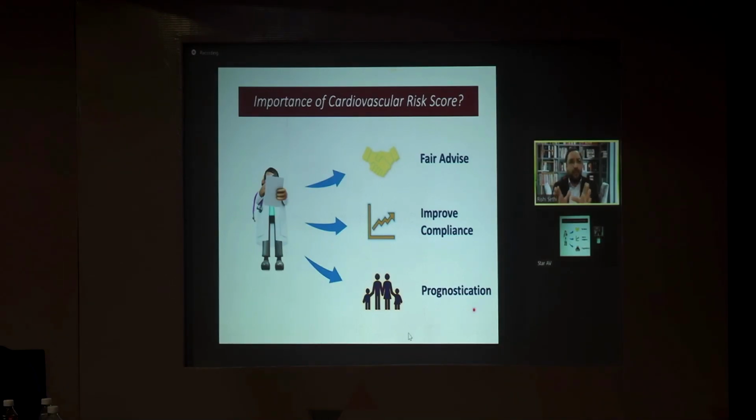So many a time, if we have a cardiovascular risk scoring system, whether AI based or normal, we can give fair advice to the patient that your risk of developing a cardiovascular event is low, intermediate, or high. If you have a high or intermediate risk, we can tell these patients to improve their compliance for risk factor modification, for lowering of the LDL, for quitting tobacco. So all the lifestyle modifications and pharmacological compliance can be improved if we know exactly the risk profile of a future event in a particular patient. And of course, the risk scoring system can also be used for prognostication of the patient.